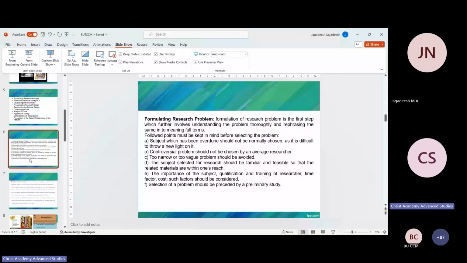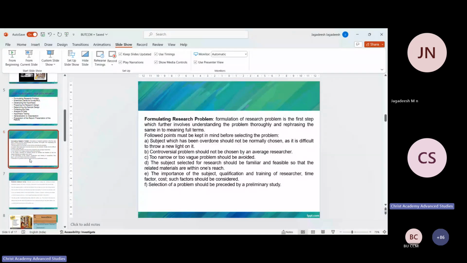Okay, the first step is formulating the research problem. Research starts with a problem. You can't address a problem like, for example, impact of COVID-19 pre and post. COVID-19 is already outdated. It is over. We are in 23. So we have to choose a problem that has relevance in the present scenario. It should not be outdated.